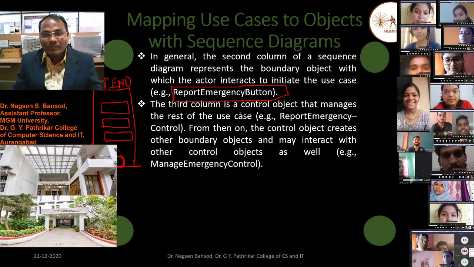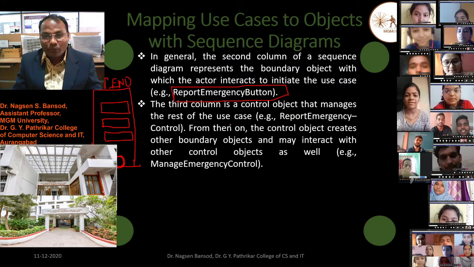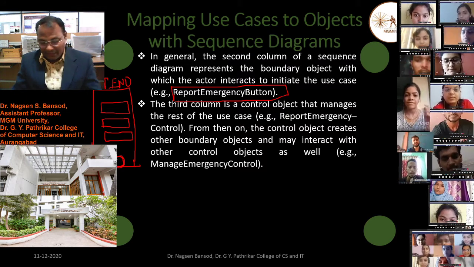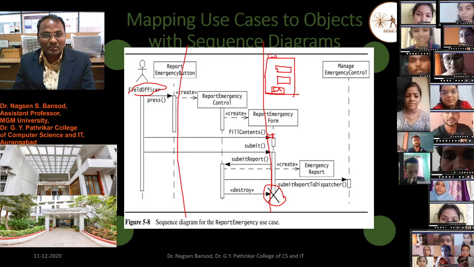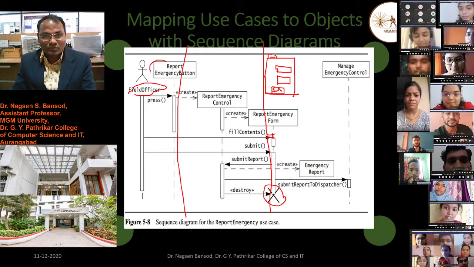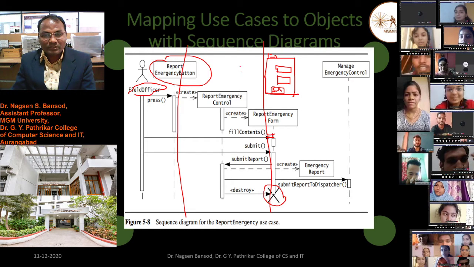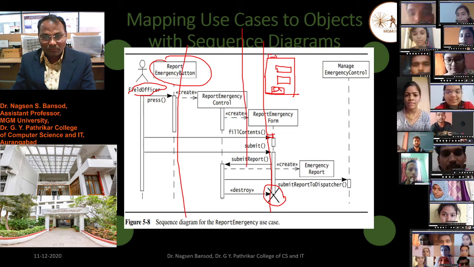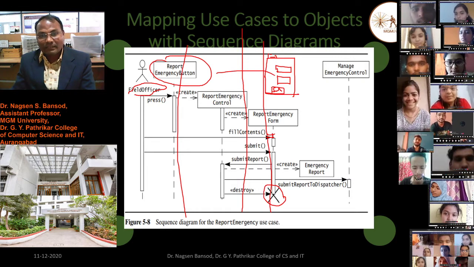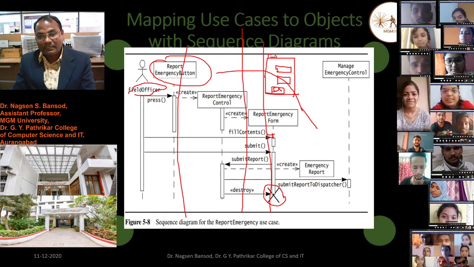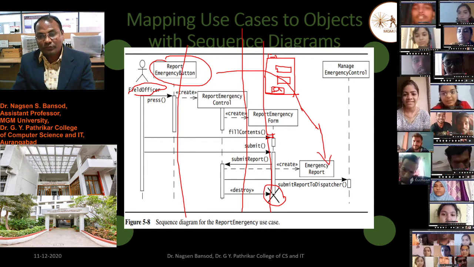The third column is a control object that manages the rest of the use cases. Report emergency control. In that diagram, there are the use cases. This is a use case. Suppose the report emergency use case. Now in the second column, this is the boundary of use cases, and the remaining use cases are given in the third column, like report emergency report. These are the use cases.